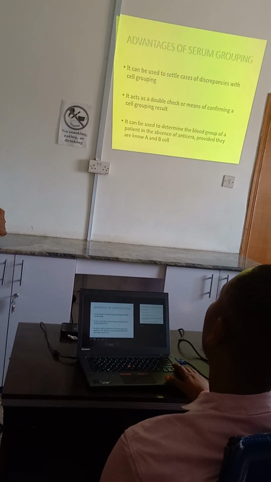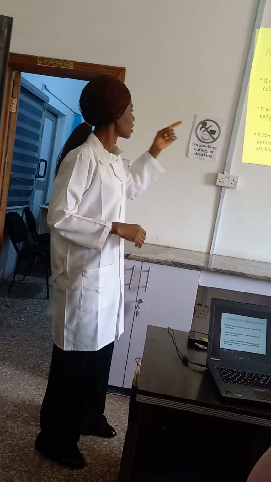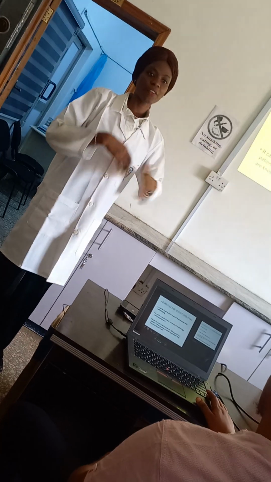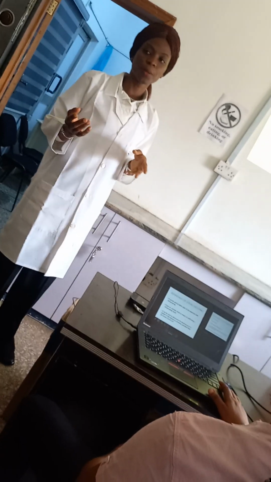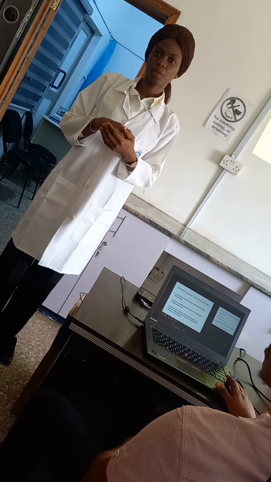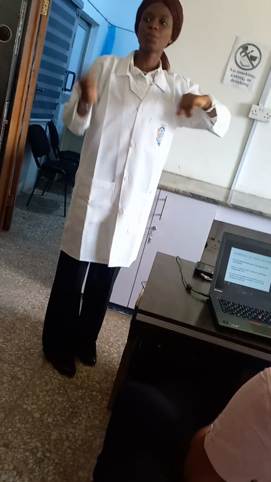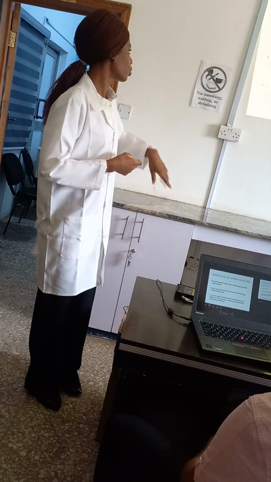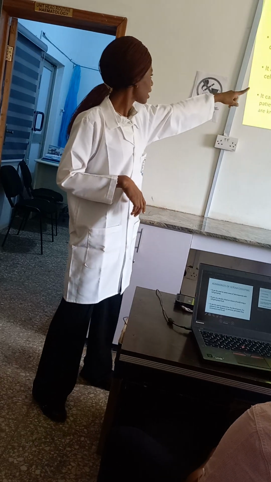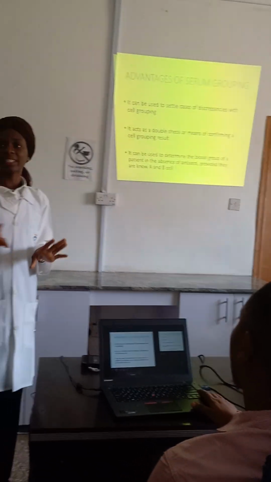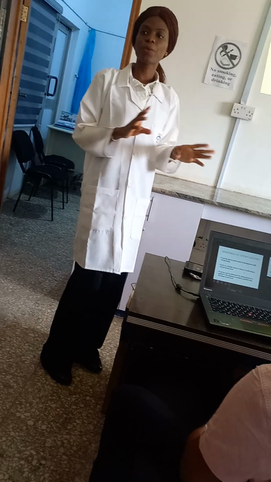Now, advantages of serum grouping. It can be used to settle cases of discrepancies with cell grouping. This is normally seen because we have cases of discrepancies in ABO blood grouping, maybe when you are not sure after using your cell grouping procedures. So doing the serum grouping will help you to be sure of the patient's cell group. It acts as a double check or means of confirming cell grouping results. Normally, the WHO recommended procedure for blood ABO grouping is that you must do the cell grouping and the serum grouping. This will help you know if there's any case of discrepancy in the first place.